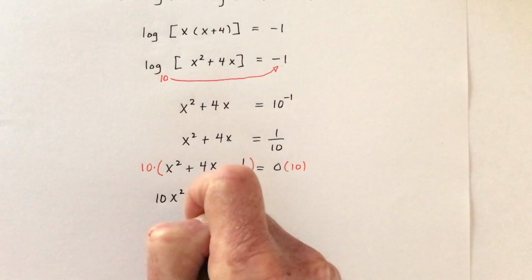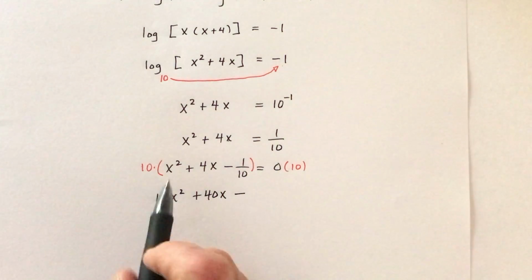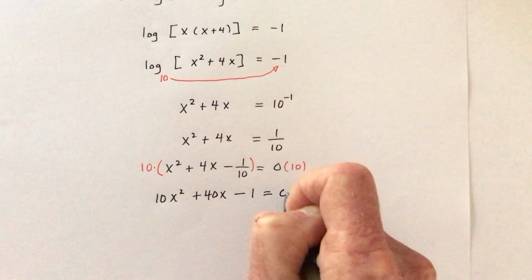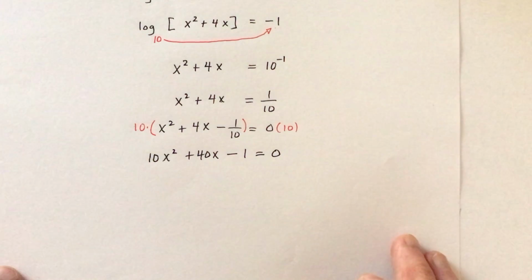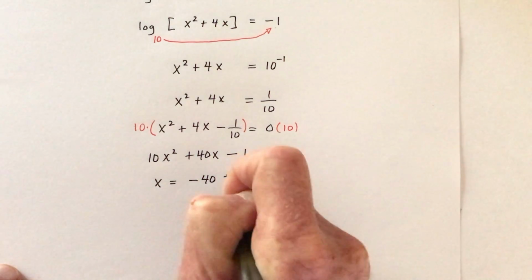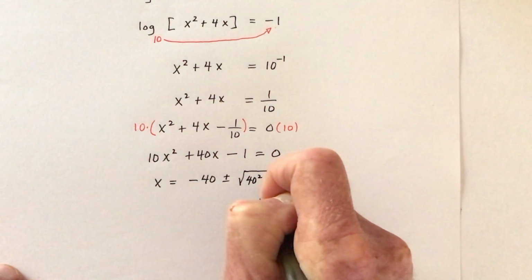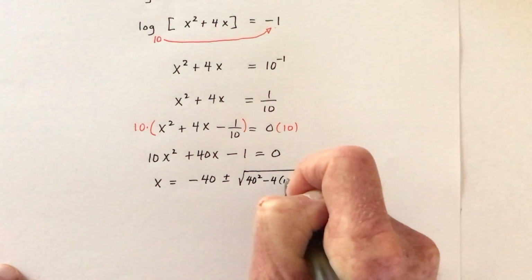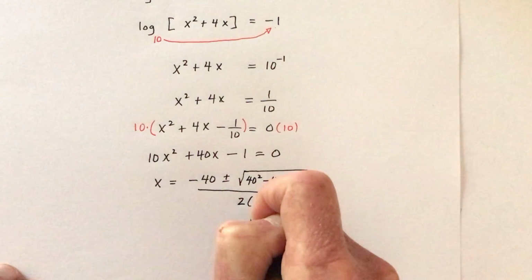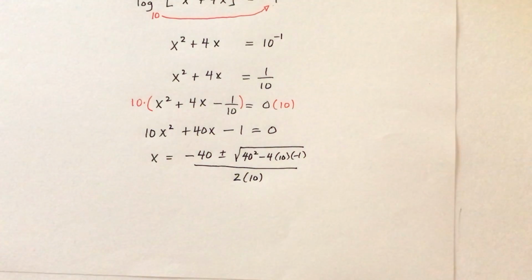So it's going to be 10x squared plus 4 times 10, so that's 40x. And then when you multiply this, the 10s are going to cancel. It leaves just minus 1. And on the right, 0 times 10 is still 0. And then do the quadratic formula. So x is equal to negative b plus or minus the square root of b squared minus 4 times a times c, all divided by 2 times a. And at that point, it looks like it's time to use a calculator.